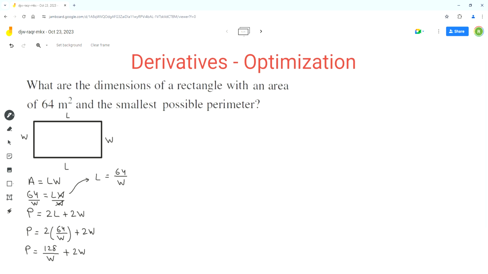Next, we should find the derivative of this perimeter function and set it equal to 0 because we want to find the values of W at which the tangent is horizontal, because the tangent will be horizontal at the minimum points in the perimeter function, and we are interested in the minimum point because we have to find the smallest possible perimeter. In order to find the derivative, we should modify this perimeter equation by moving the W from the denominator to the numerator, because that will make it easy to find the derivative.